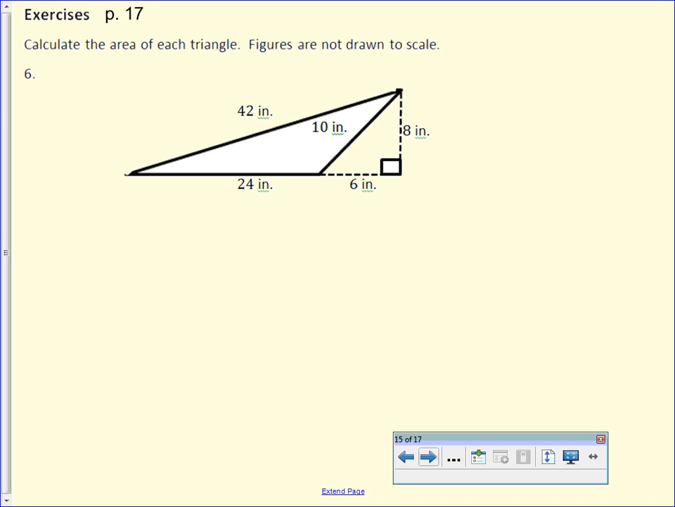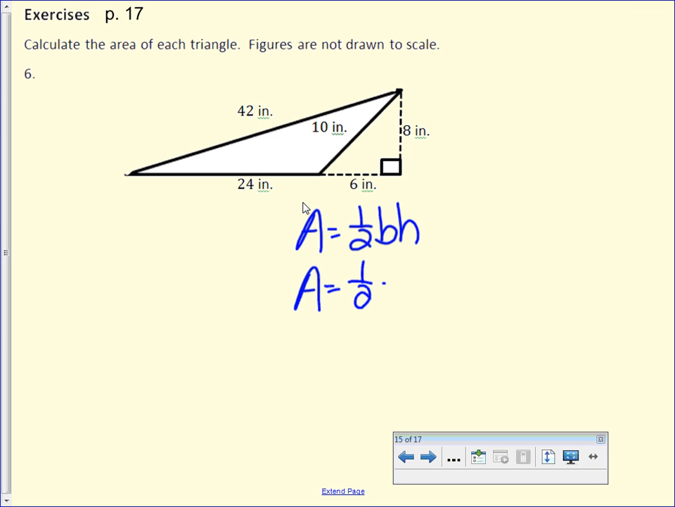So on page 17, turn to page 17. I told you I'd talk you through it and help you find where we are. Page 17, number 6. Here's a triangle. They labeled everything for you. First step, write your formula. Area equals 1/2 times base times height.